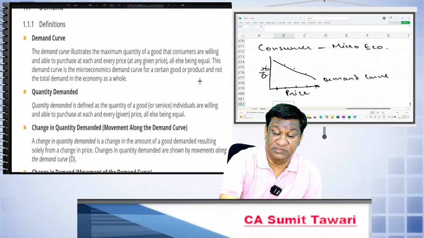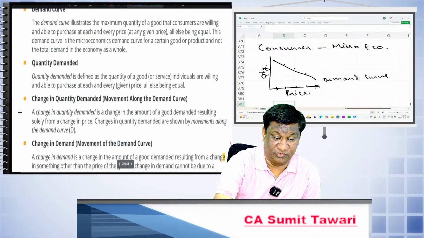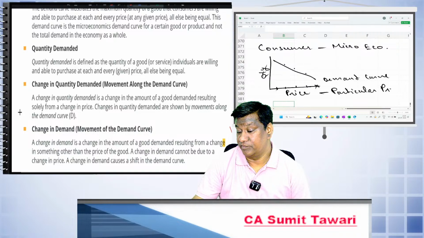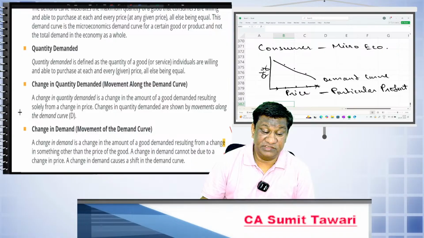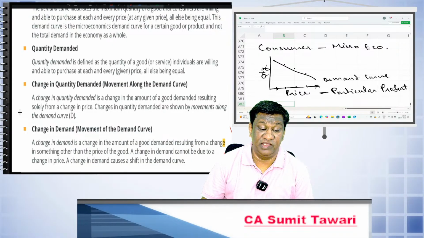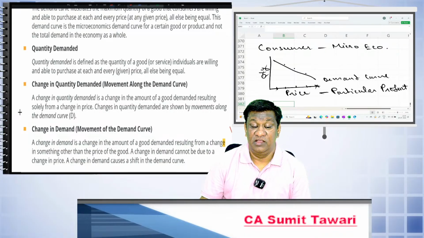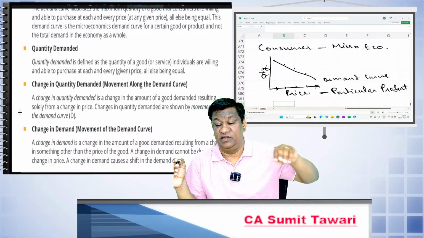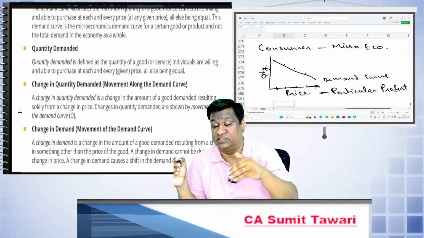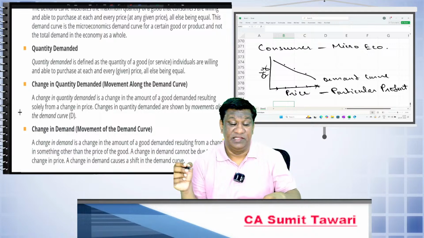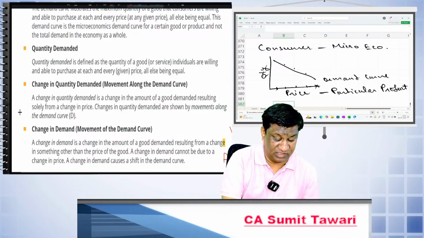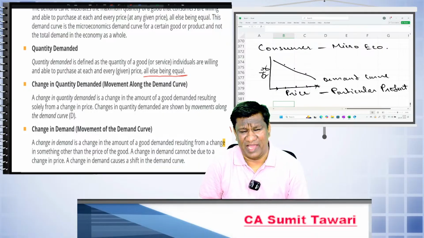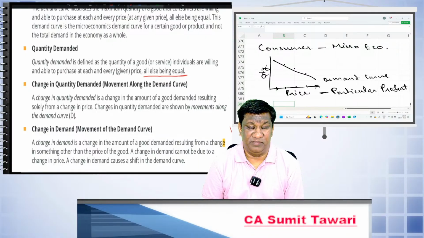This demand curve is a micro demand curve, not the total demand in the economy as a whole. It is basically for a particular product, which you also need to keep in mind. Quantity demanded is defined as the quantity of a good or service individuals are willing and able to purchase at each and every given price, all else being equal. If the brand value and other factors are not affected, then with every increase in price there is a decrease in quantity demanded. That's why it is given all else being equal, meaning the other factors will not impact much. Like the iPhone: even if its price increases, demand may not decrease.